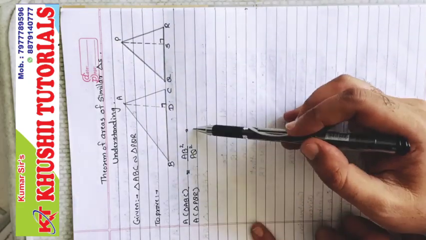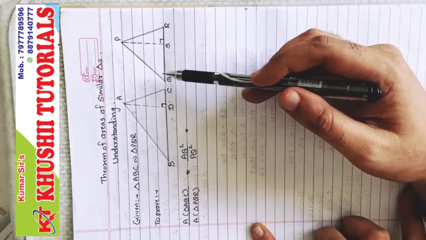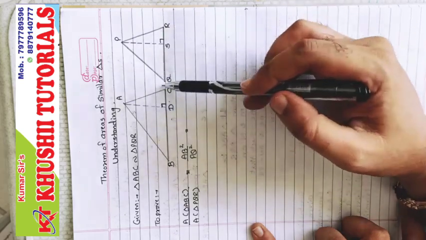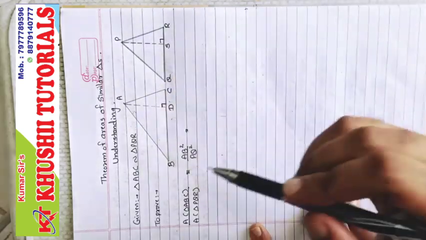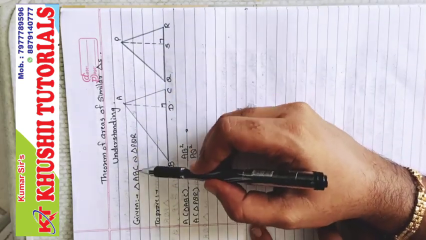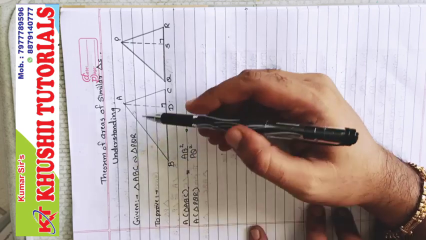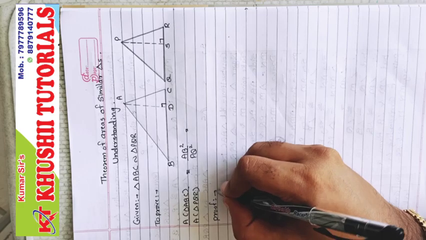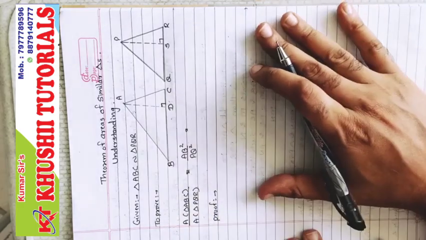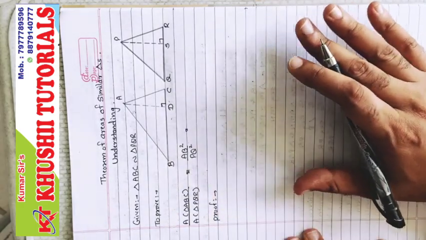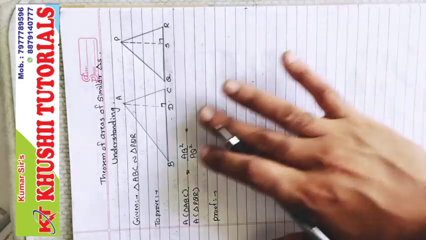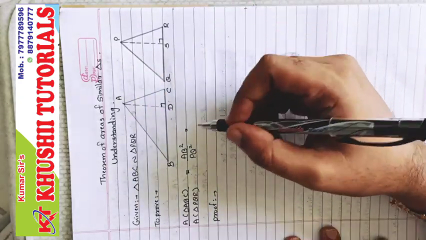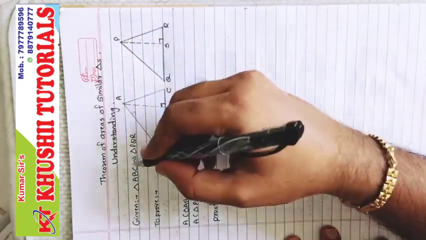But right now we will prove only this, and similarly we can show BC square upon QR square and AC square upon PR square. For that it should be given that triangles are similar. So first we will write the proof. This is just understanding, so the steps are not 100% accurate and in order. We are just understanding how to do it. So the first step: both triangles are similar.